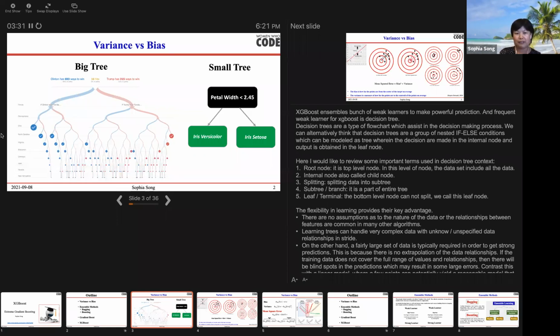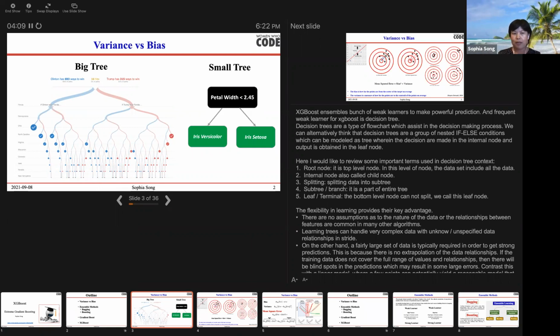A small tree, like I give here, is a very simple example. In scikit-learn, there is a data set we call iris. Based only on the petal width, we can divide the different iris flower species. However, depending on your business purpose and your data set, you can also build a very big tree, like the presidential election, right? You can build a very strong tree based on all the different factors and features.